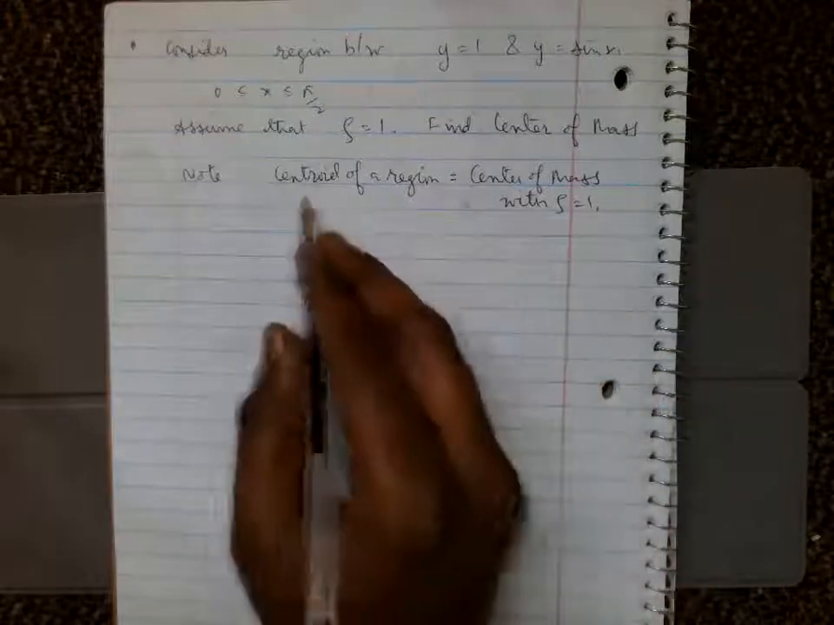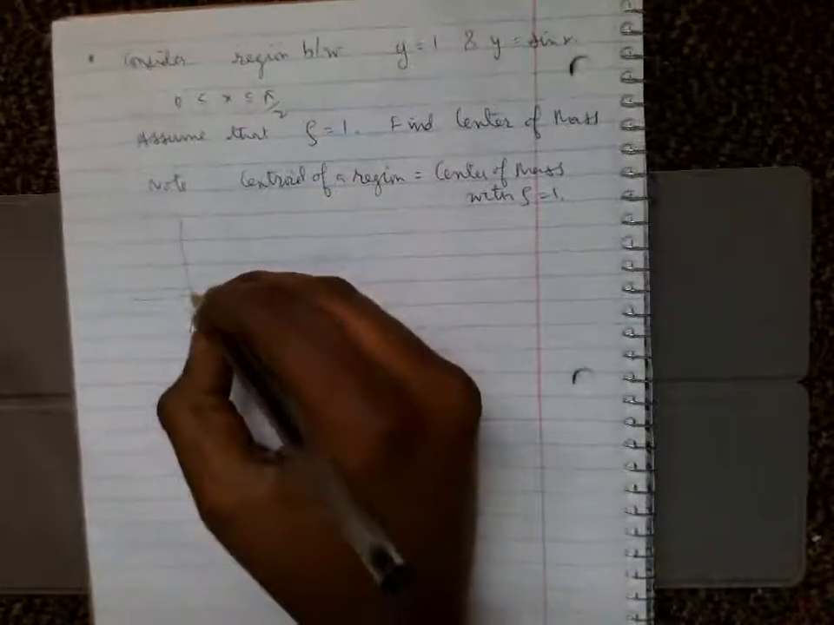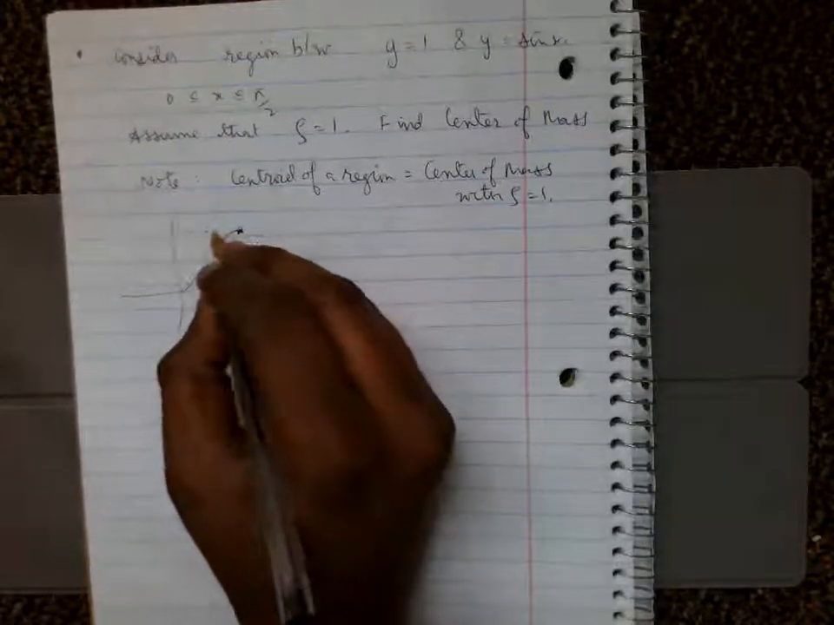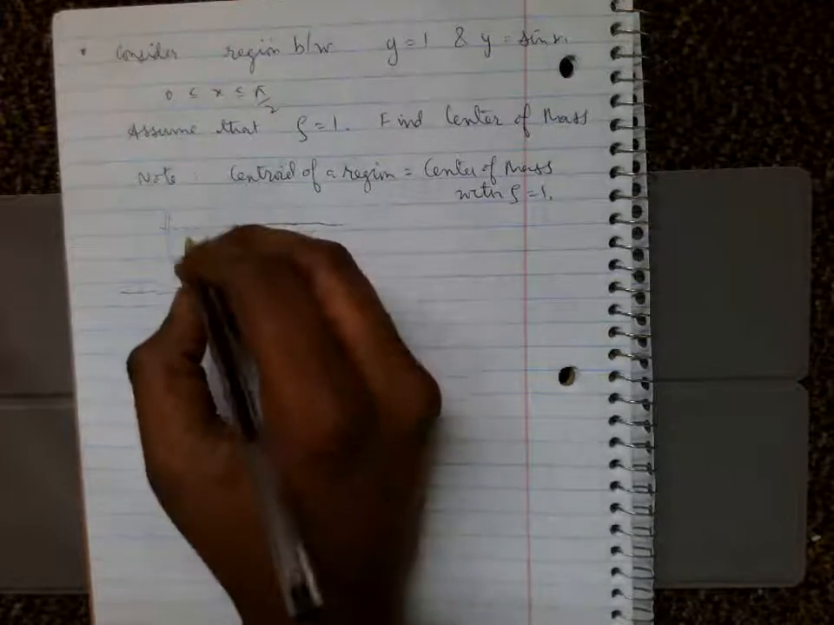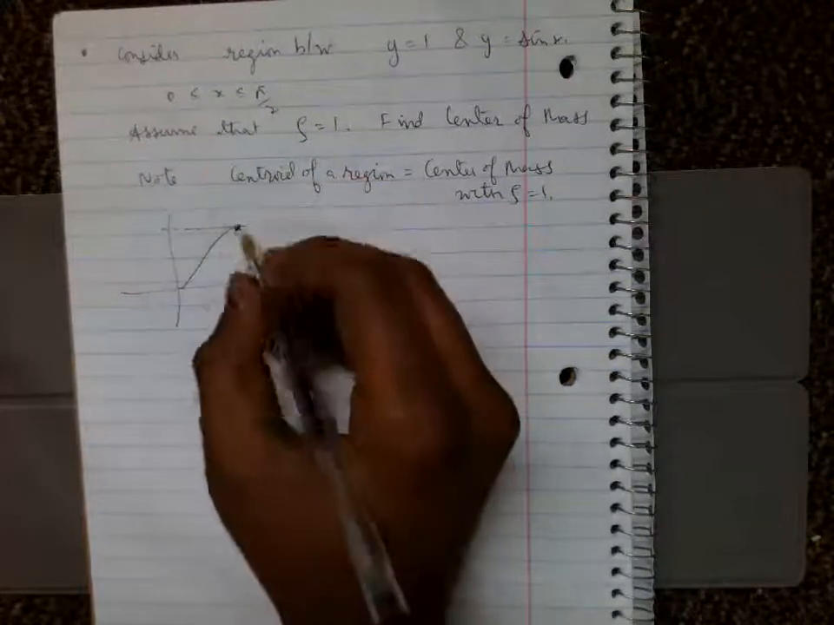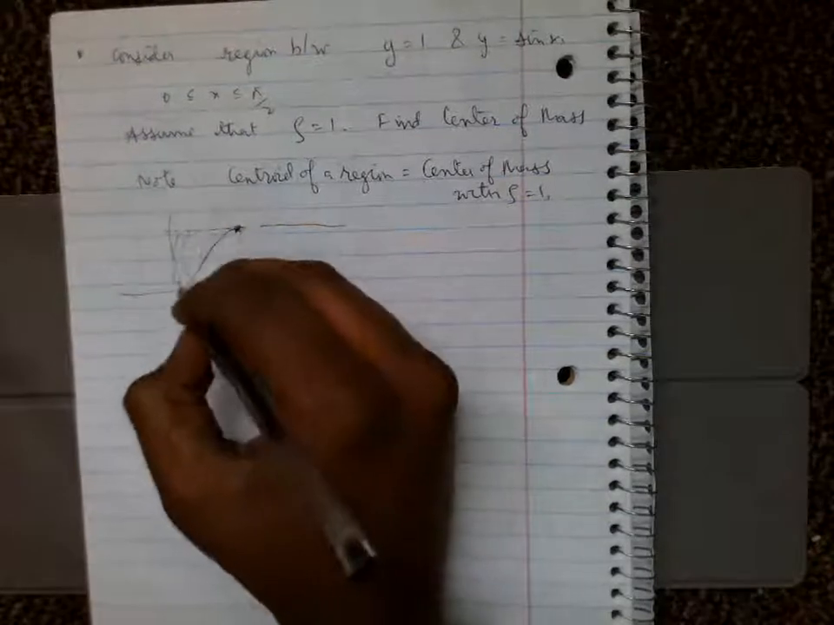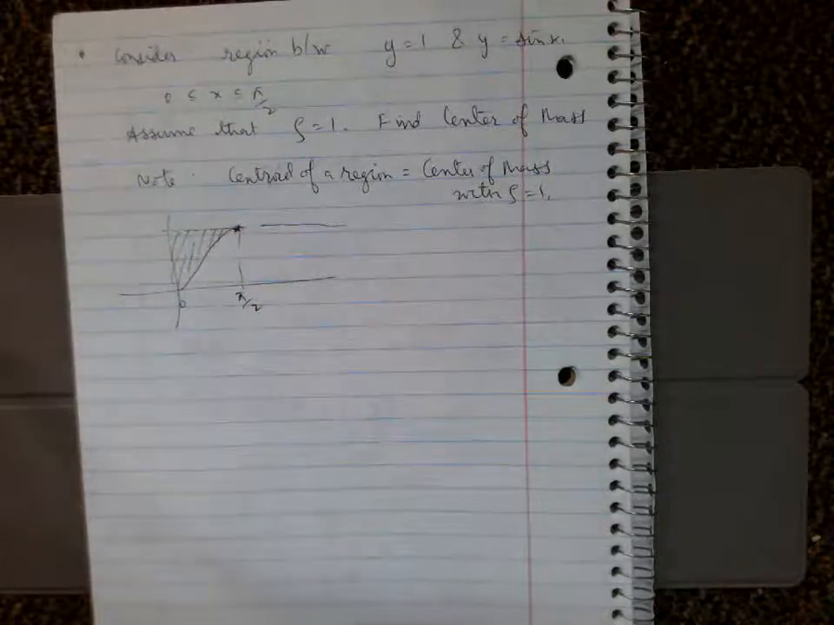All right. So now we have a new question. This is a problem with center of mass, and we have two curves basically. One is y is equal to sine x, and the other is y is equal to 1. And we are talking about the region between 1 and sine x. So it is this region for x between 0 to pi by 2.